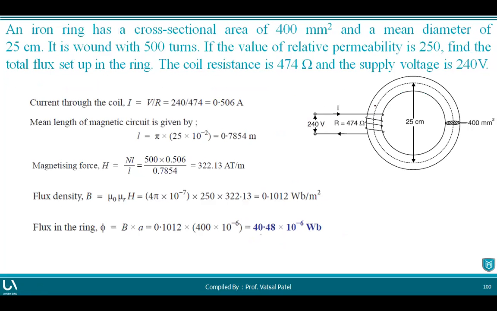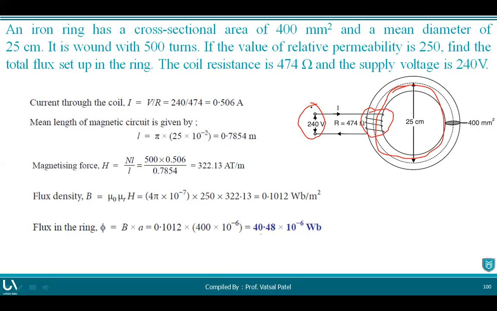Now if you see the next example, there is an iron ring given having a cross sectional area of 400 mm square and a mean diameter of 25 centimeter, which is also represented in this diagram. You can see this is our mean diameter of the iron ring. We have 500 turns on the coil, and the relative permeability of the material is 250. We have to identify the total flux set up in this ring. The coil resistance and the voltage are given to us. The voltage applied to this coil is 240 volt.